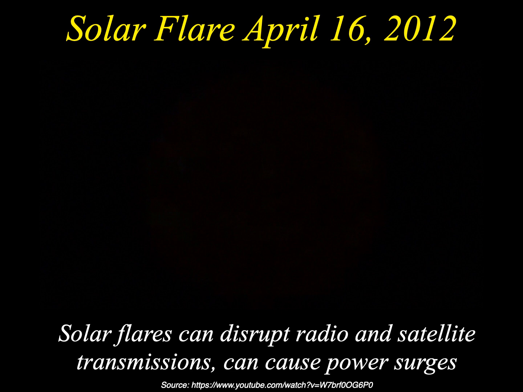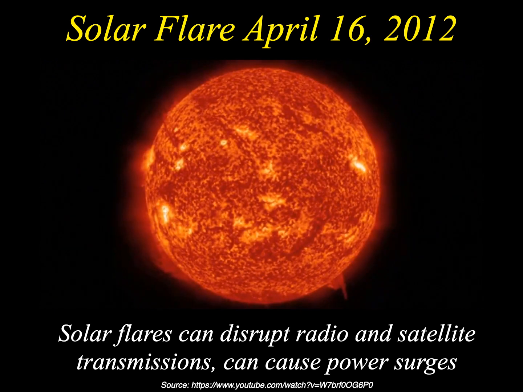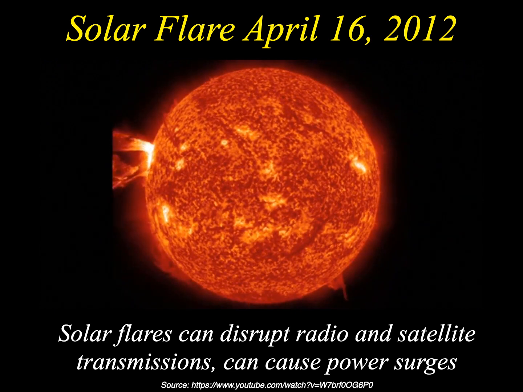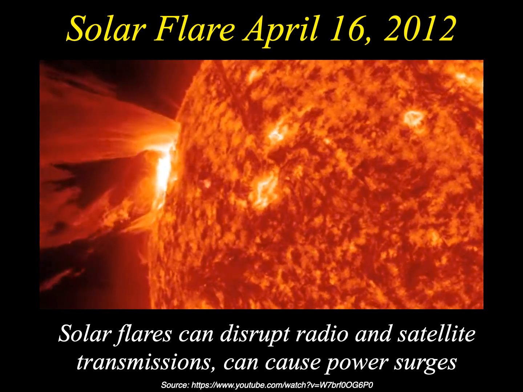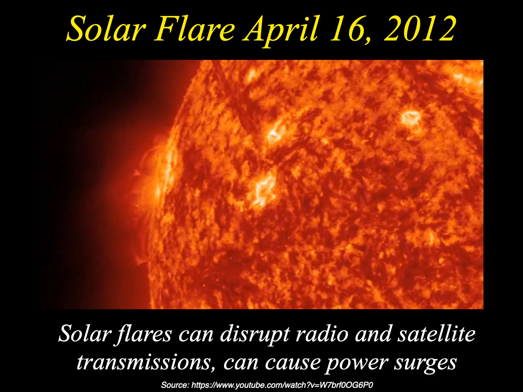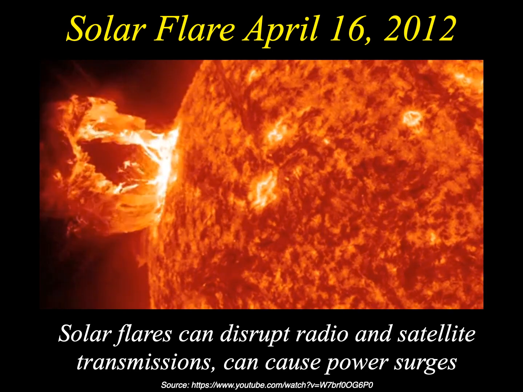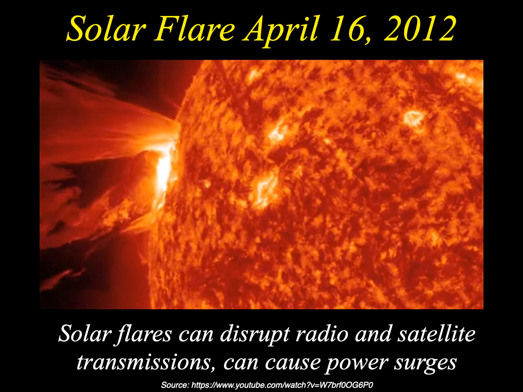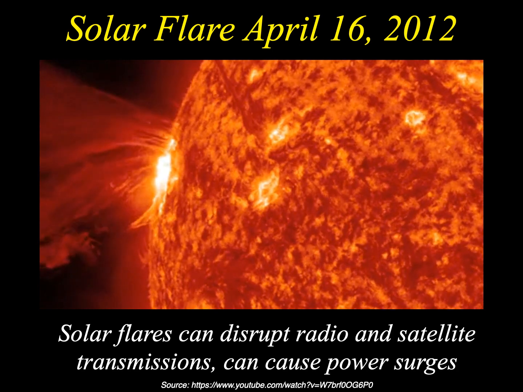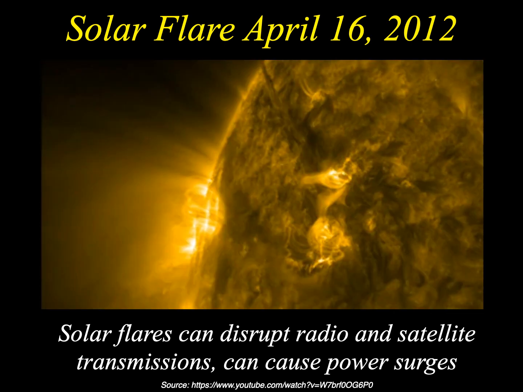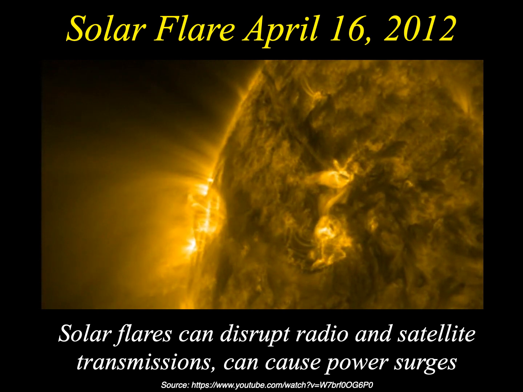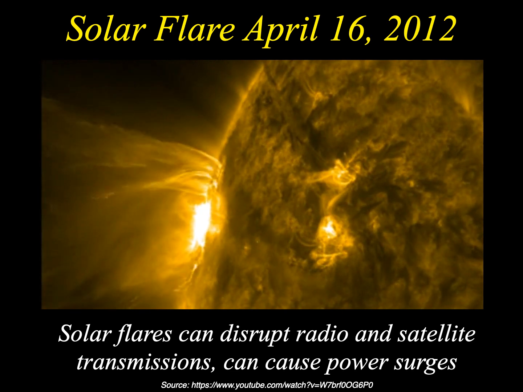Okay, let's watch a solar flare in action on this video. As I said, we have a whole bunch of satellites monitoring the sun, and here we see a solar flare coming from the surface of the sun. These are huge. Earth would be very, very small compared to these. These solar flares can hit the Earth, travel through space. They disrupt radio signals and satellite transmissions, and can cause power surges.